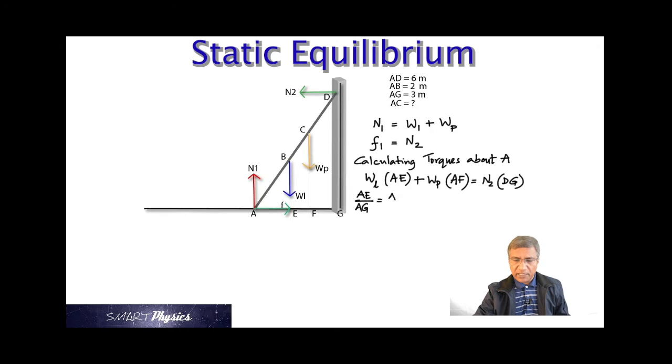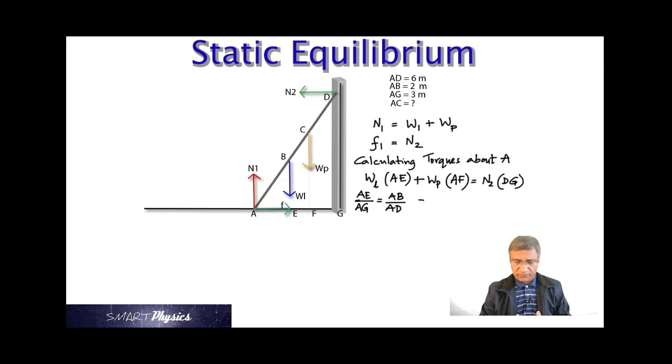Now we know that AE by AG is AB by AD. You see the ratio, AE by AG is equal to AB by AD. That's a case of similar triangles. So you see a small triangle here, ABE, and the bigger triangle ADG. The ratio of their sides are equal. So AE by AG is equal to AB by AD.